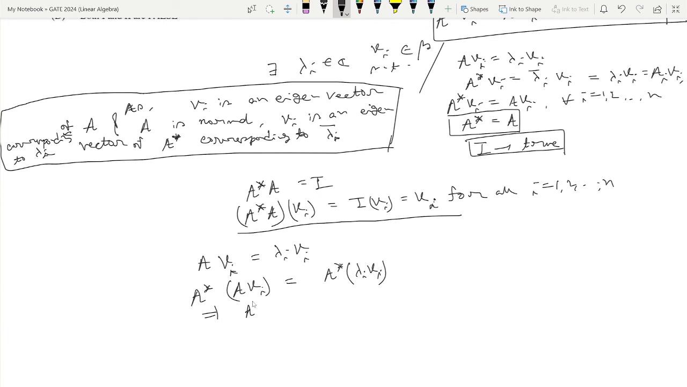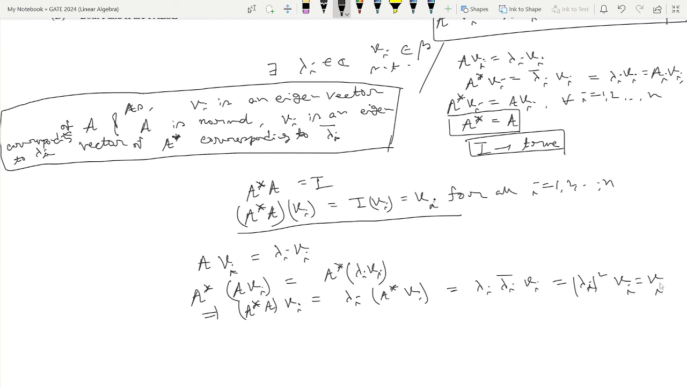Now this is A star A Vi, equal to lambda I A star Vi, as A star is linear and lambda is a scalar. And also using the previous result, we have A star Vi equal to lambda I bar Vi. So we have mod lambda I squared Vi. And as we are given that all the eigenvalues have absolute value 1, mod lambda equals 1. So this is equal to Vi.